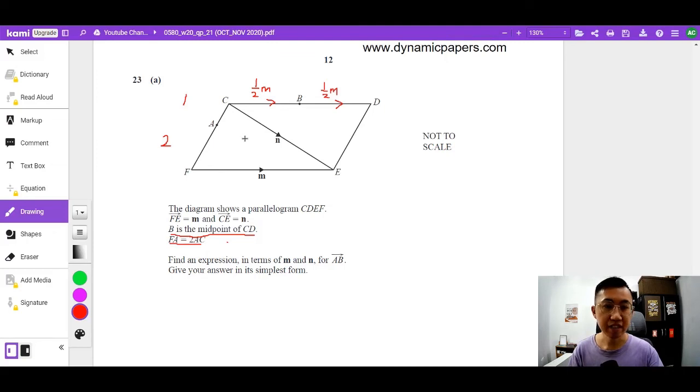So what I can see here, let's read the question. Find an expression in terms of M and N for the vector AB. So again, vector AB, haven't drawn the line yet. Give your answer in its simplest form. Alright, so here you need to draw a line, A to B, and then put the arrow. Remember that A is heading to B. Okay, so first step, you need to write this A to B, vector AB.